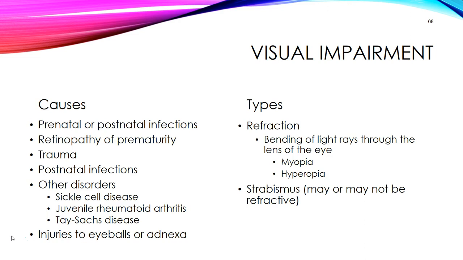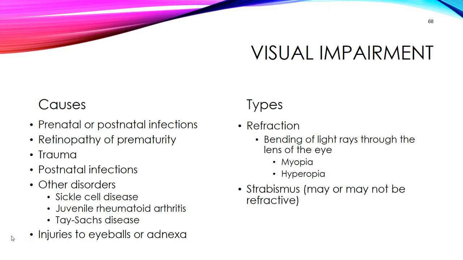So some of the visual impairment things that you may see, refractory impairments are the ones that most people think of. This is where you have your nearsightedness and your farsightedness. So myopia is the nearsightedness, meaning you can only see near. You have trouble reading the board. Versus hyperopia is where you're farsighted. You can't see up close to read the book, but you can see the board just fine.